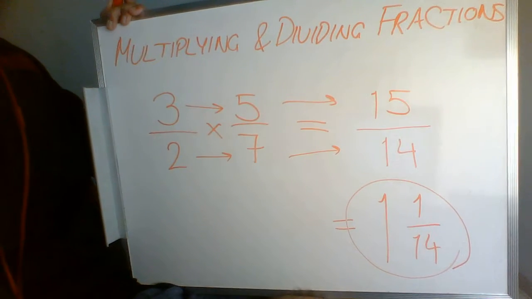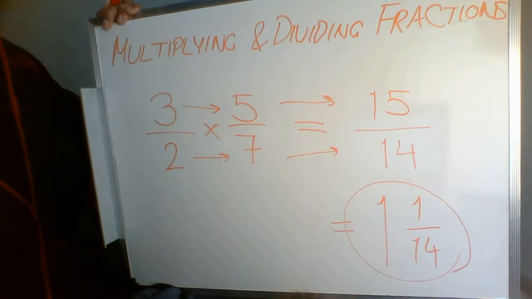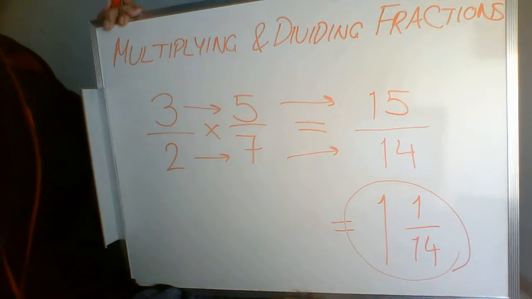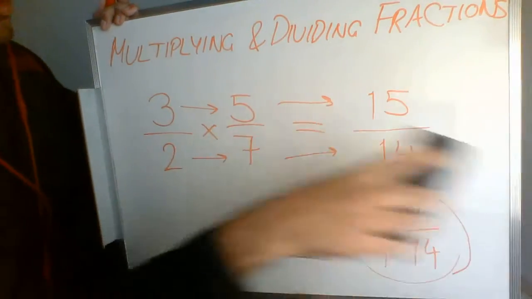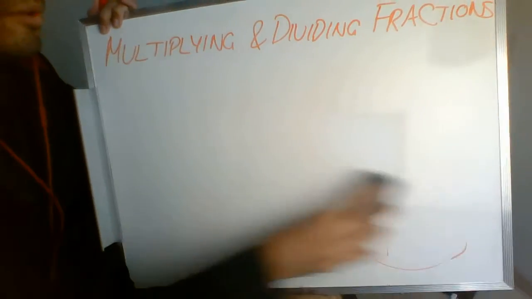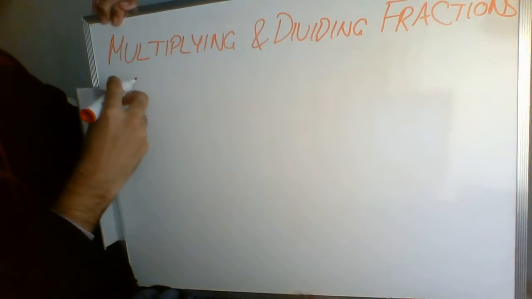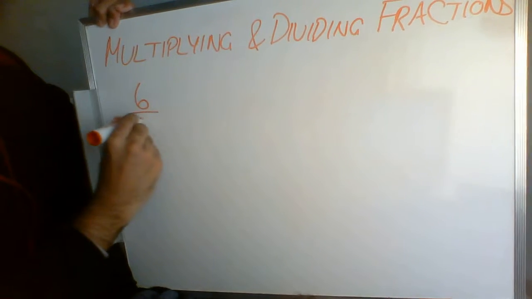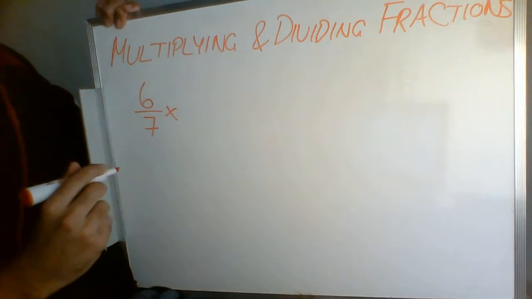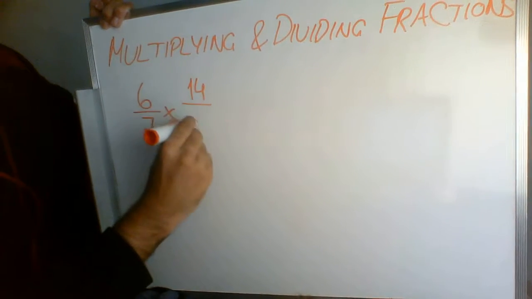But I'll show you the next problem. We'll do it two ways: one where we reduce at the beginning and one where we reduce at the end. And you'll see how maybe it's a little bit easier to do the reducing at the beginning. So in this next example, we'll do 6 over 7 multiplied by 14 over 8.